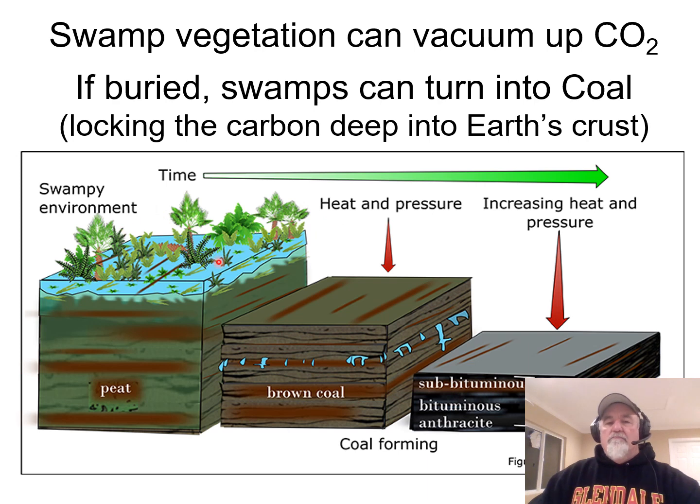Now, if you think back in time, we had lots of shallow seas and shallow swampy environments, lots of plants growing hundreds of millions of years ago. And as they grew, they were sucking carbon dioxide from the atmosphere, and basically they were growing and building themselves. Now, what would happen to those plants if they fell down into a swamp, got buried by the water so they can't decay very quickly?